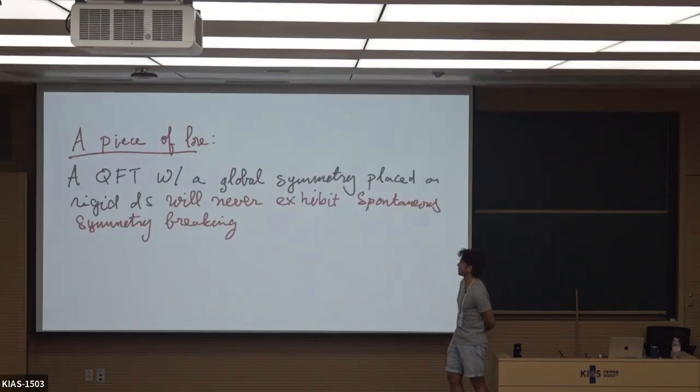Now, the lore that we're going to try to address today is that if you take a QFT and you make that QFT have a global symmetry, then that global symmetry will never be spontaneously broken on de Sitter space. It's just a piece of lore that every example that we know of seems to hold true.